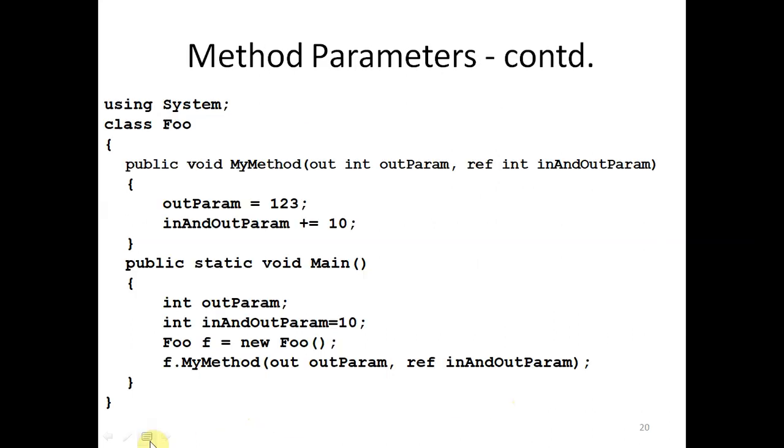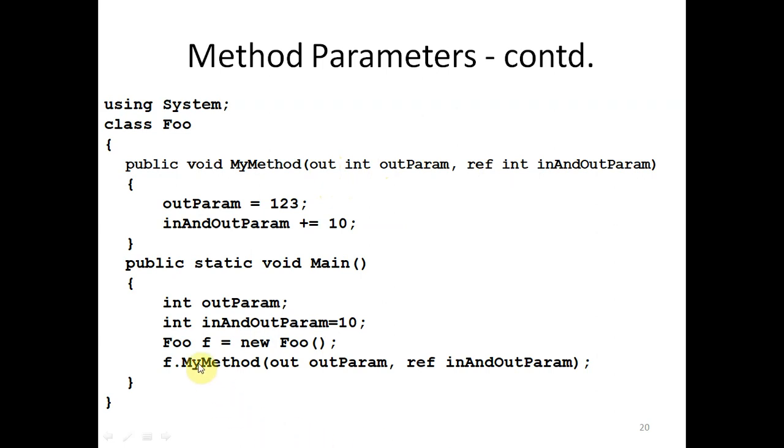See the out parameter, this is defined by the out keyword. The out parameter does not have any initial value, while in the other case the in-out parameter has a value. So both ref and out are used for call by reference. But the difference is that ref already has some initial value, and out does not have any initial value.